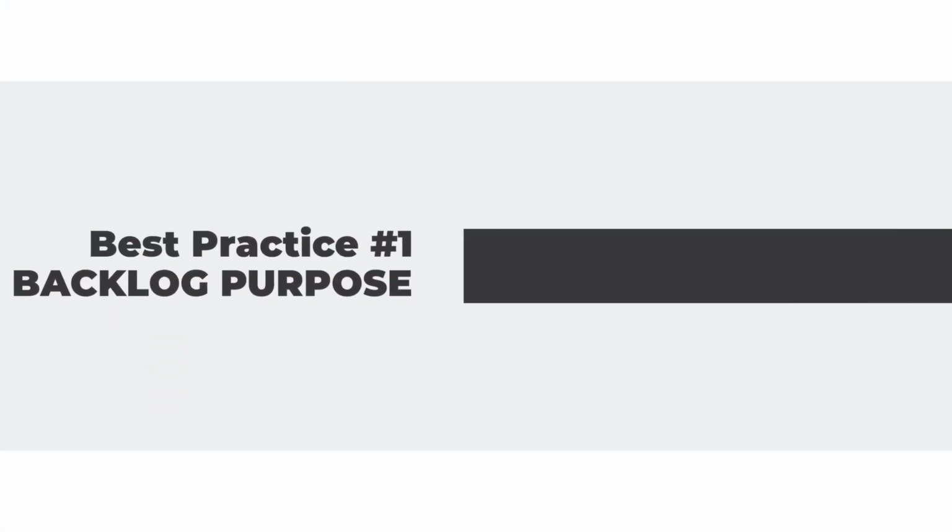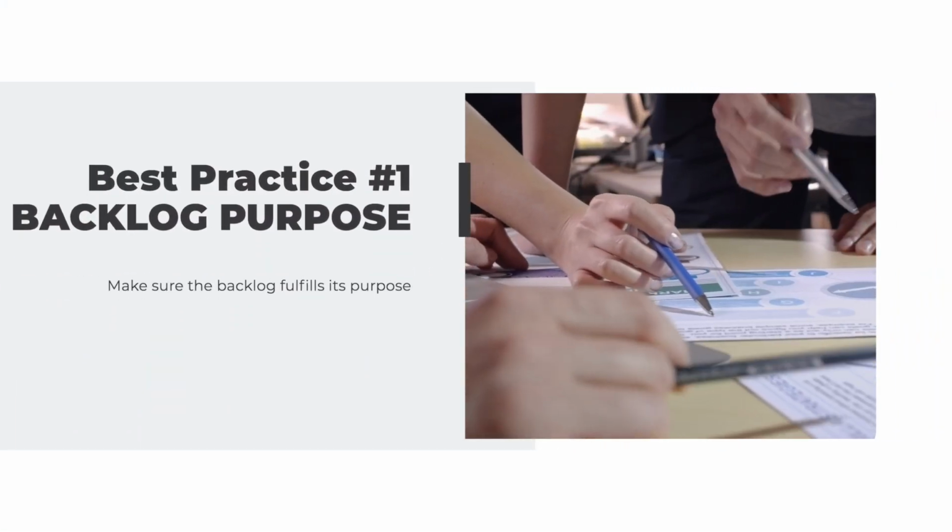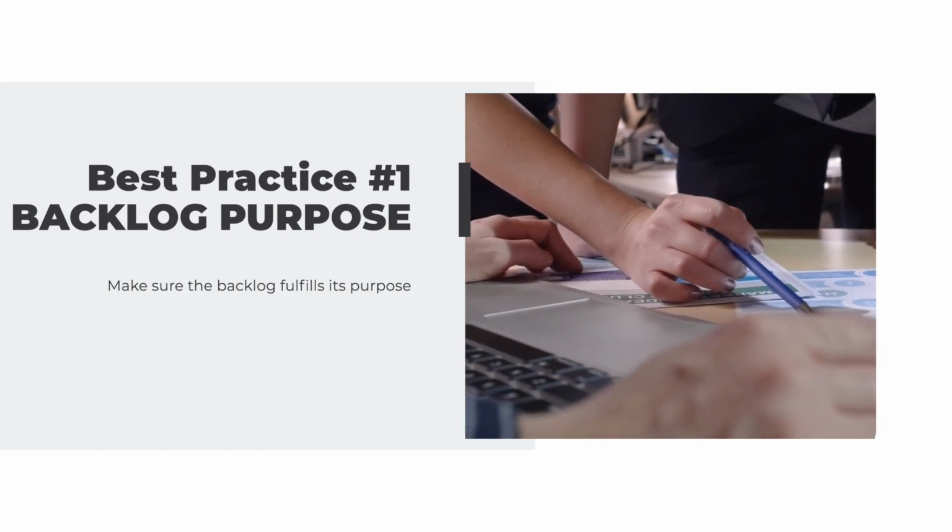Best practice number 1. A good backlog must fulfill its purpose, which is to provide a transparent view on a short and mid-term plan for the development team and its stakeholders, and to support the team and its stakeholders in their decision-making. It is sometimes surprising how many people do not understand the purpose of the backlog and how to interpret it. So I made another video available here, where this topic is covered in greater detail. I will put a link to all videos that I will be mentioning today in the description below as well.